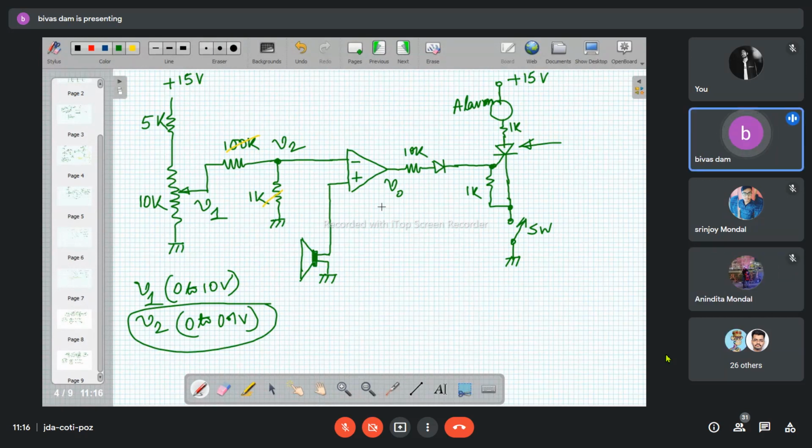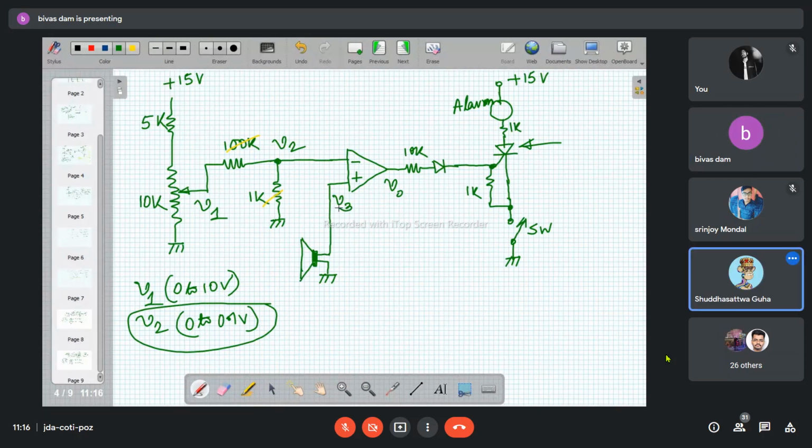So initially what we are doing is, under which condition will V0 be minus V sat? When V3 is less than V2. Okay. Now, what is V3? Where are you getting the V3 from? This is one microphone.